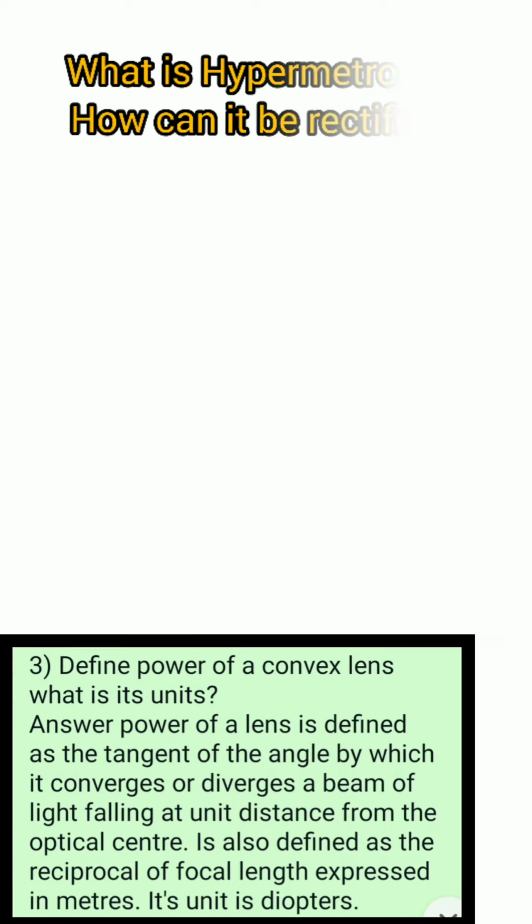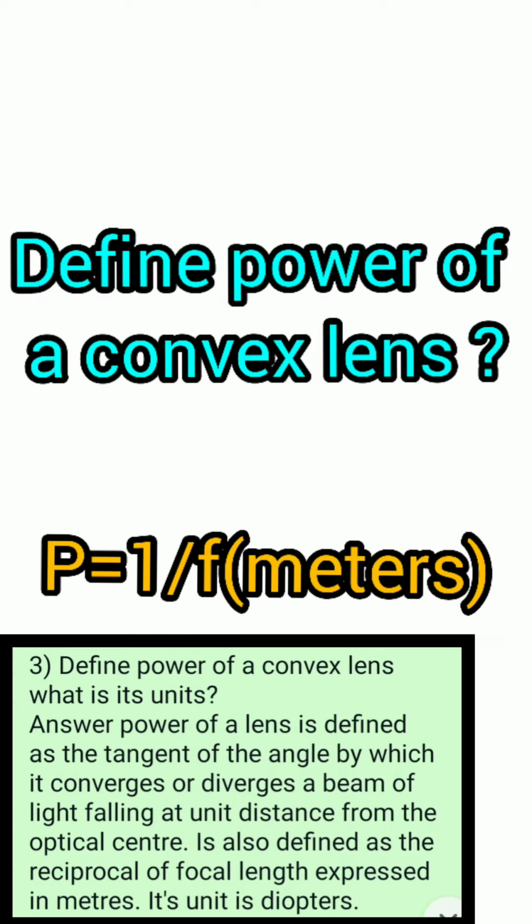3. Define power of a convex lens. What is its unit? Answer. Power of a lens is defined as the tangent of the angle by which it converges or diverges a beam of light falling at unit distance from the optical center. It is also defined as the reciprocal of focal length expressed in meters. Its unit is diopter.